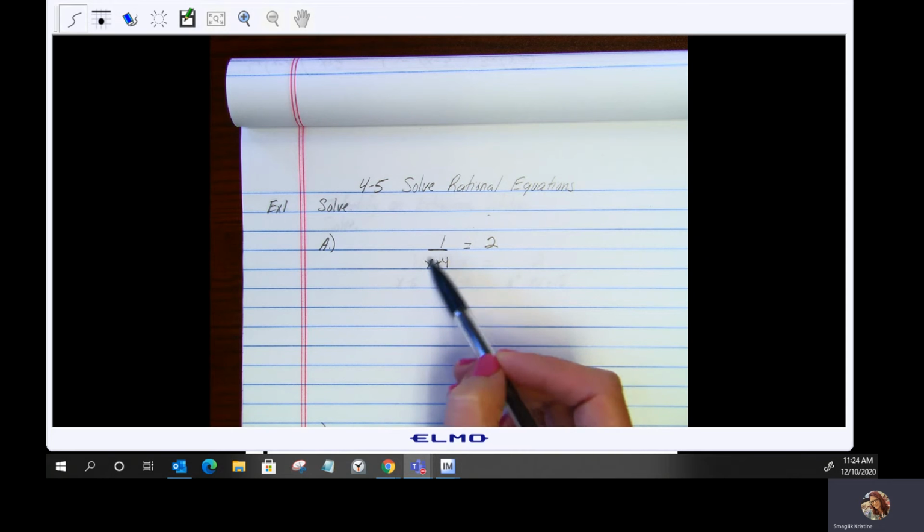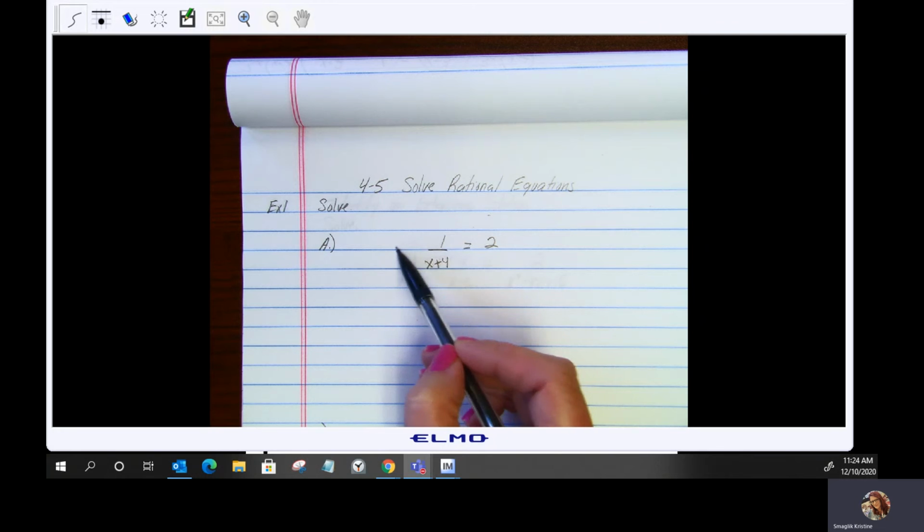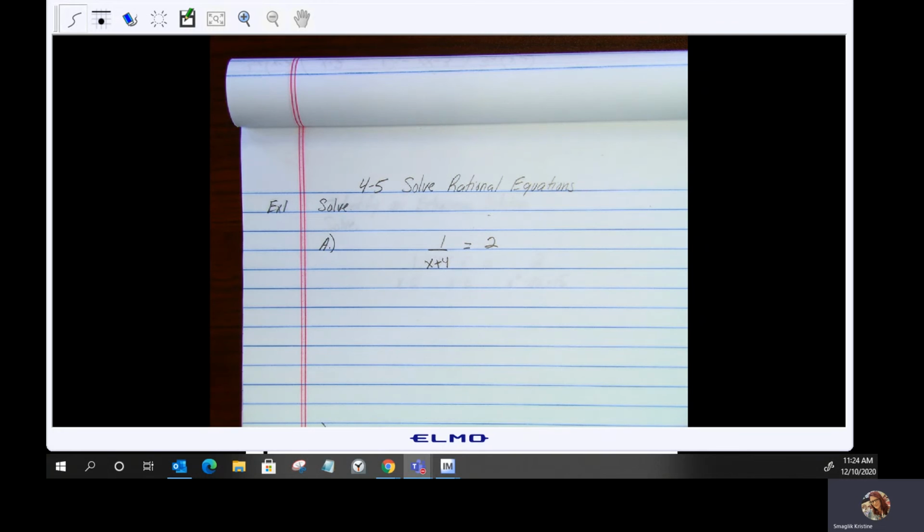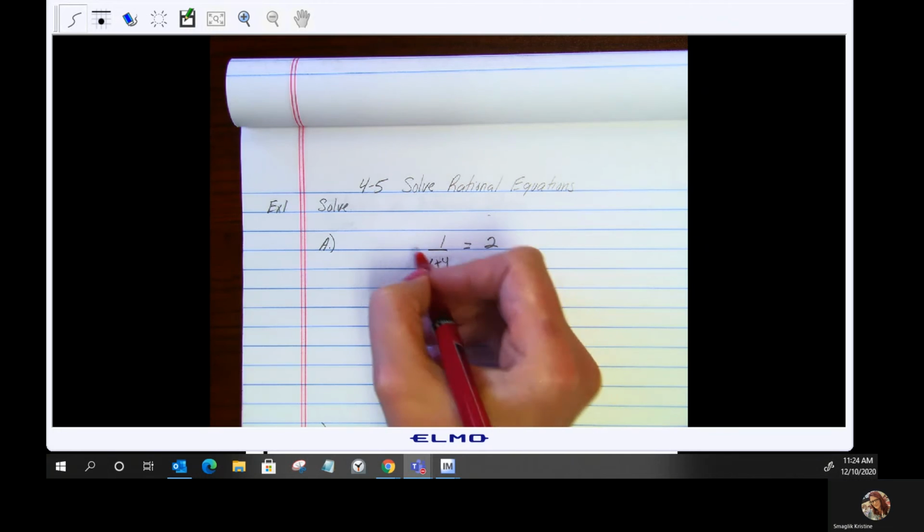Now, I want to isolate this x, and right now it's in the denominator. I need to get it out of the denominator. And as you recall, that fraction bar is division. So we undo division with multiplication. So in order to get this x plus 4 out of the denominator, I'm going to multiply both sides by x plus 4.